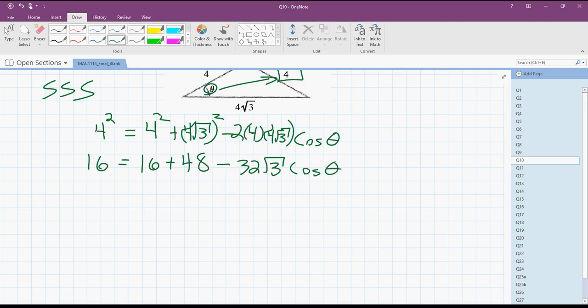You can't just go into your calculator. Yeah, be careful. So now we got to get cosine theta by itself. So what are we going to do?